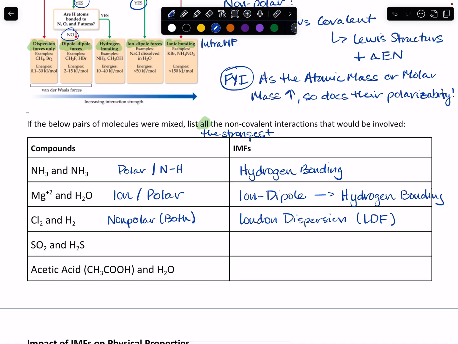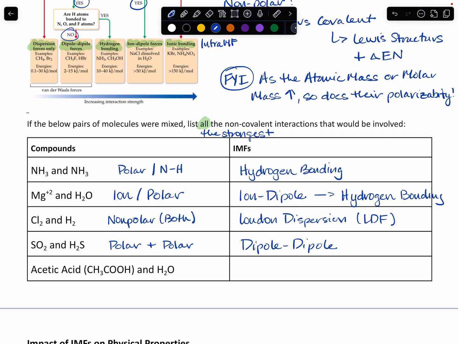SO2 and H2S. Now, somewhere you need to do the Lewis structure of these guys, and you need to look at them and decide whether they are polar or nonpolar. Should you do that, you will find that SO2 is polar, as is H2S. Now, neither of these has hydrogen bonding capabilities. Remember, the hydrogen needs to be attached to a nitrogen, oxygen, or fluorine. Sulfur doesn't count. So these are going to be dipole dipole interactions. So the dipoles of these two molecules are going to line up so that the positive ends interact with the negative ends and vice versa.